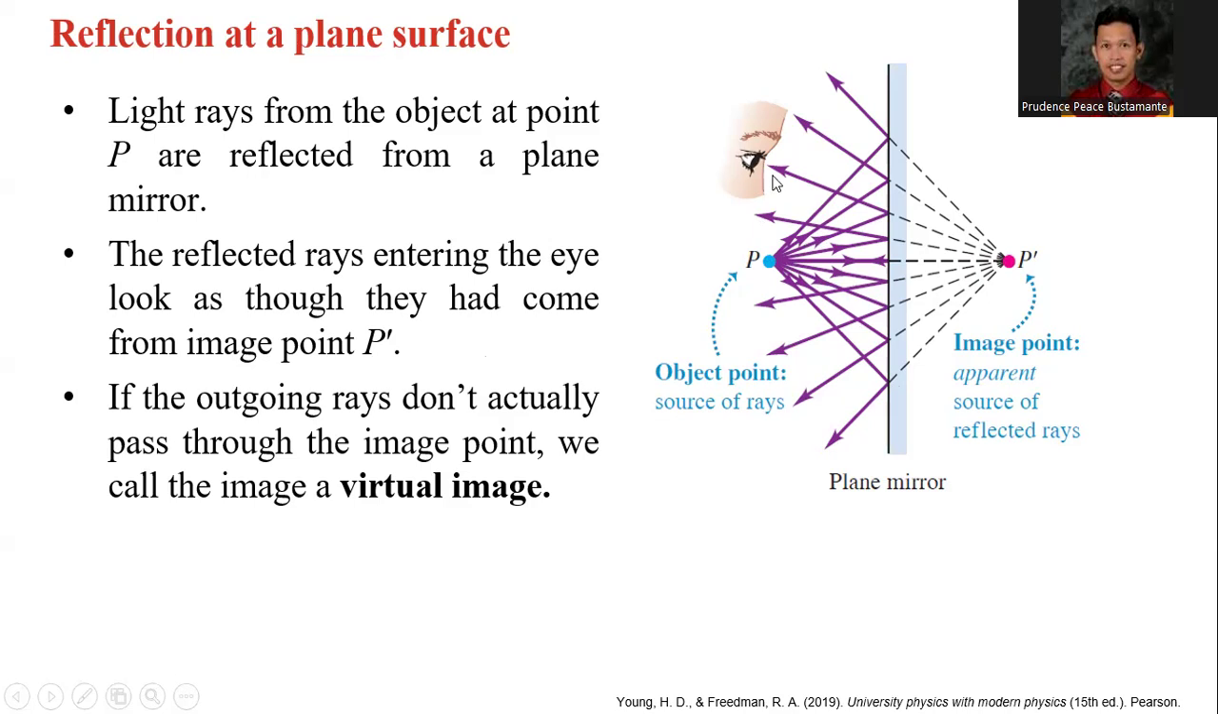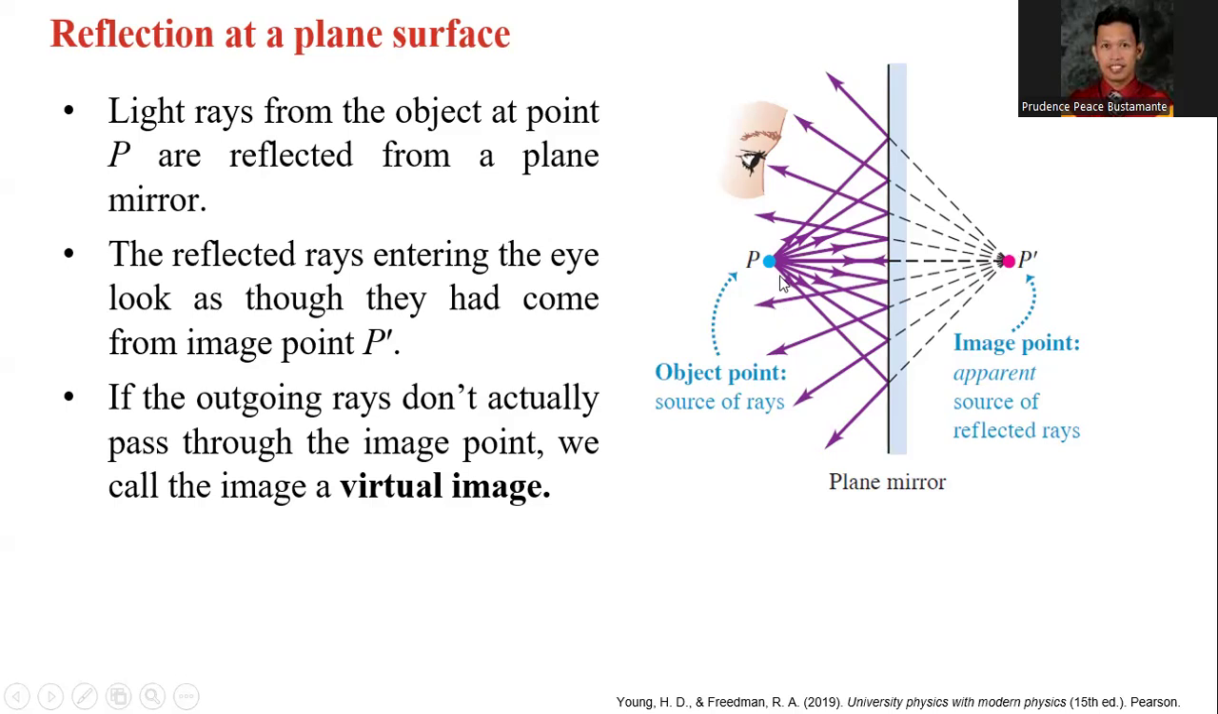If you look at this one, these light rays that enter your eyes look as though they had come from an image point P'. If you extend this line and this line, they will intersect at point P'. We call this point P' the image point. It is the apparent source of the reflected rays. If the outgoing rays don't actually pass through the image point, we call the image a virtual image.